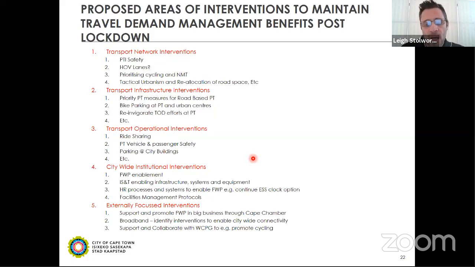Institutional wide interventions. As a result of the travel demand management strategy, which was approved in 2017, the City of Cape Town adopted a flexible working program in 2018 by directive of the city manager. And the city has been working on expanding the flexible working program. And that luckily has been accelerated as a result of the lockdown, because we have to work from home, we have to work flexibly. And we've been working very closely with our colleagues in the human resources departments, as well as the IT departments to make sure that we have the right enabling infrastructure and HR processes to enable employees to work effectively from home and work effectively remotely.